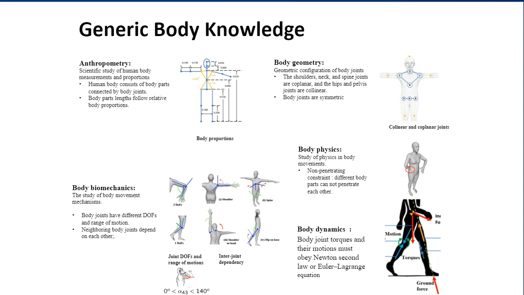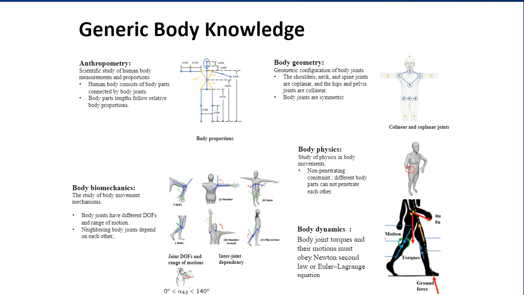I don't know whether you can see that. There's an angle range, for example, for this elbow joint. So this is the biomechanical constraints. In addition, we also have a body geometry. So this basically gives you the information about the geometric relationship among the body joints. For example, some of the body joints may be collinear, some may be coplanar. And the body joints are symmetric with respect to the left side and the right side of the body.